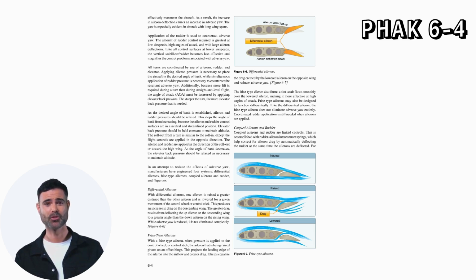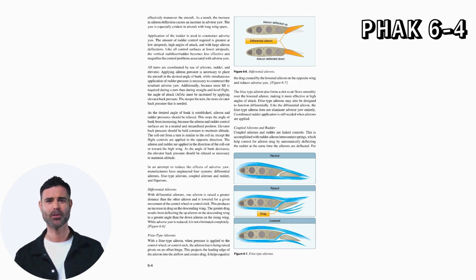Application of the rudder is used to counteract adverse yaw. The amount of rudder control required is greatest at low airspeeds, high angles of attack, and with large aileron deflections. Like all control surfaces at lower airspeeds, the vertical stabilizer, rudder, becomes less effective and magnifies the control problems associated with adverse yaw. All turns are coordinated by use of ailerons, rudder, and elevator.